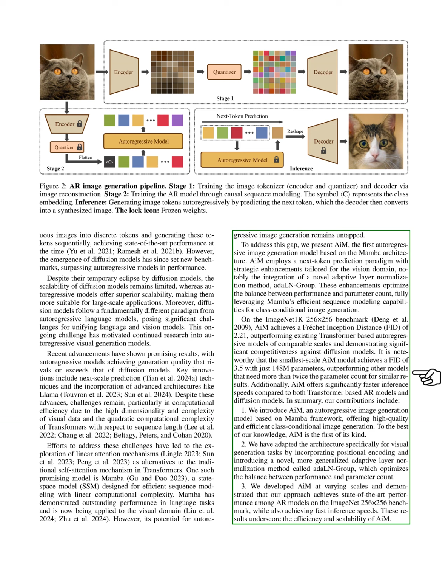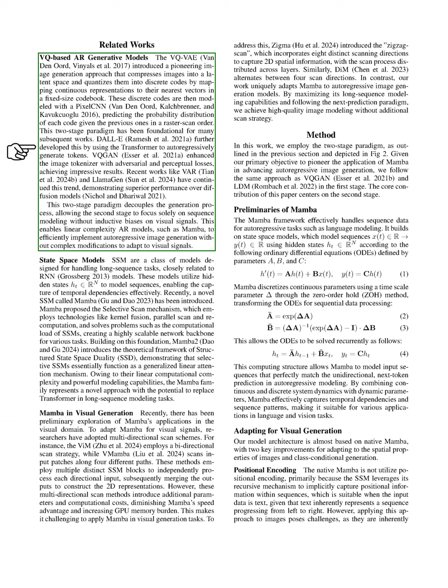Next, we will discuss related works, starting with VQ-based autoregressive generative models. The VQ-VAE introduced a groundbreaking approach to image generation by compressing images into a latent space and quantizing them into discrete codes. These codes are then modeled with a pixel CNN, predicting the probability of each code based on previous ones in a raster scan order.